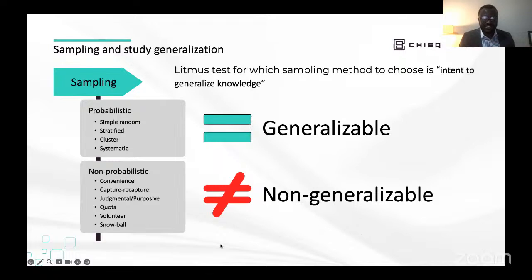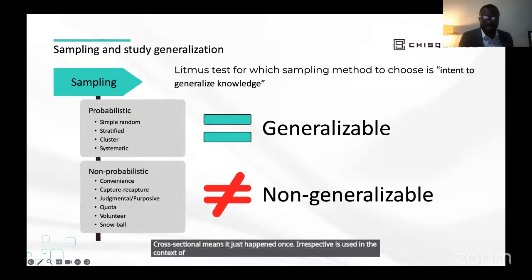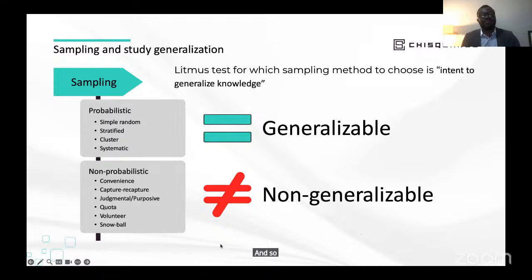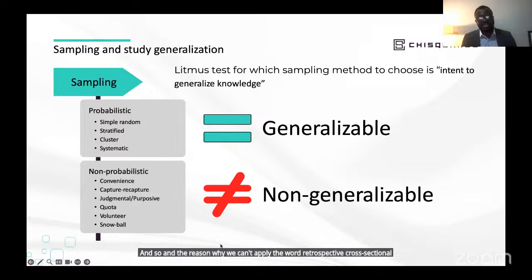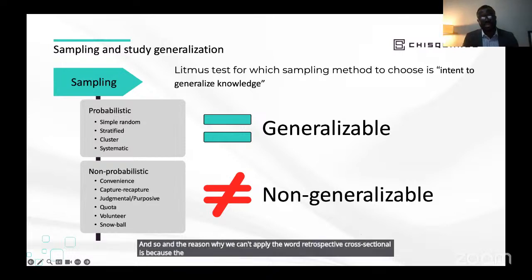Retrospective is used in the context of retrospective cohorts, right? We don't even want to say retrospective case control studies because obviously case control studies by definition are retrospective. And the reason why we can't apply the word retrospective to cross-sectional is because the metric for assessing prospectiveness or retrospectiveness of studies is, where does the generation of hypothesis stand in relation to the exposure, and where does the exposure stand in relation to the outcome?